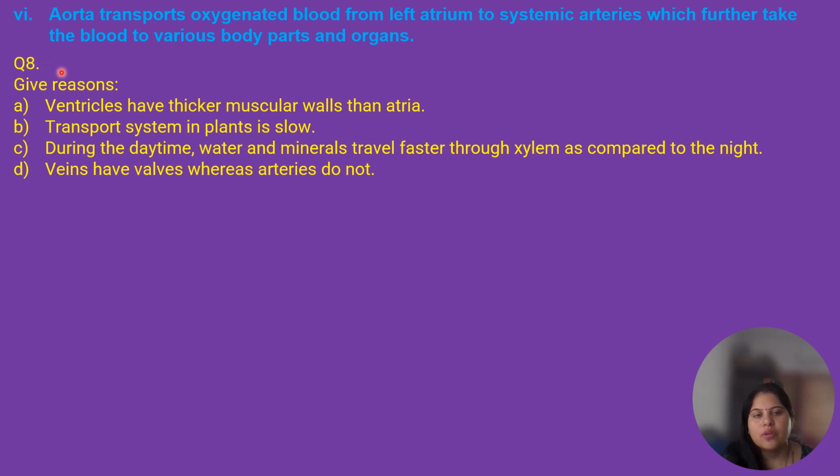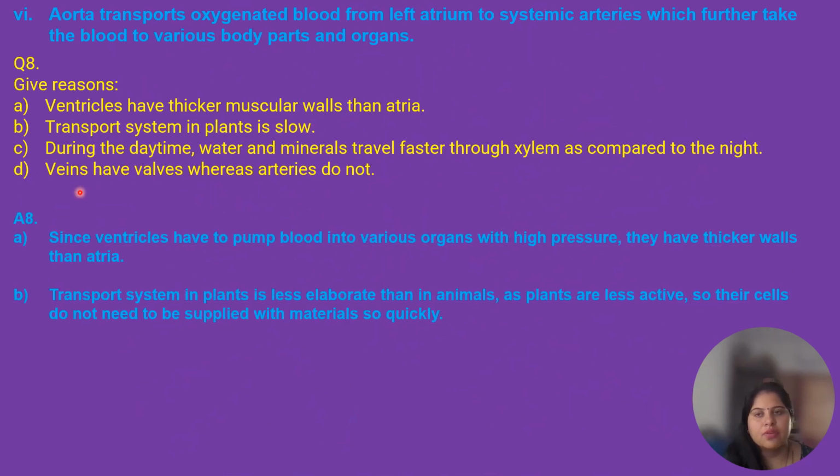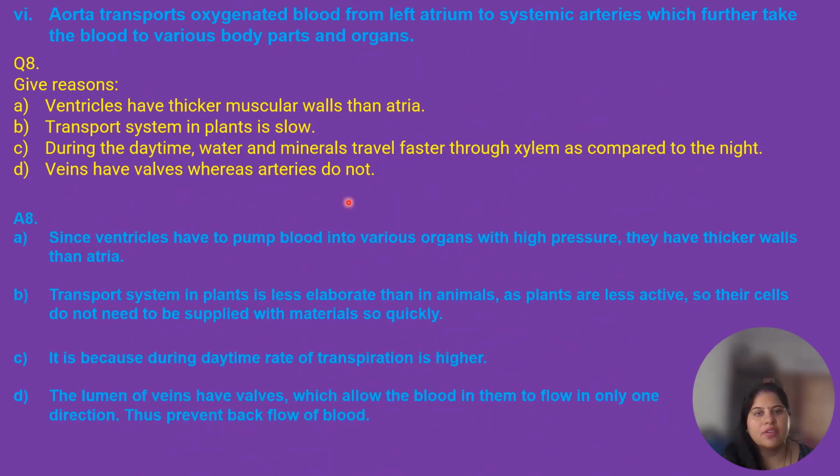Now question number 8, give reason. Ventricles have thicker muscular wall than atria. Transport system in plant is slow. During the daytime, water and mineral travel faster through xylem as compared to the night. And the fourth one is that veins have valves whereas arteries do not.